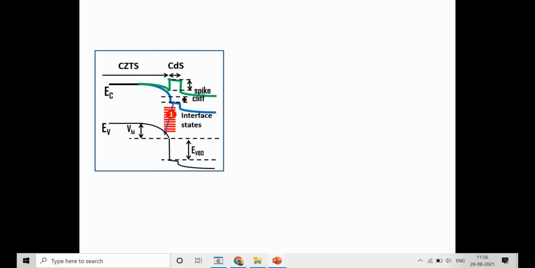Now if you have spike type alignment, the conduction band offset is a spike type, and you can see there is some barrier formation. Now the probability of recombination of electrons from the n-type or CDS layer with holes from the p-type through this interface state is reduced. So in the green line case, which is spike type behavior with a barrier, the probability is reduced.